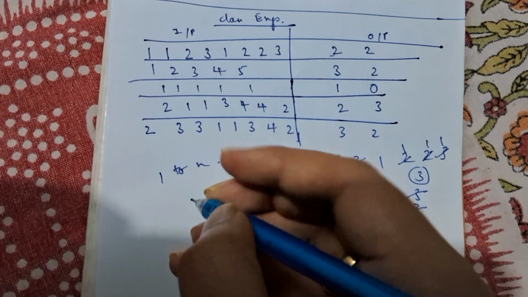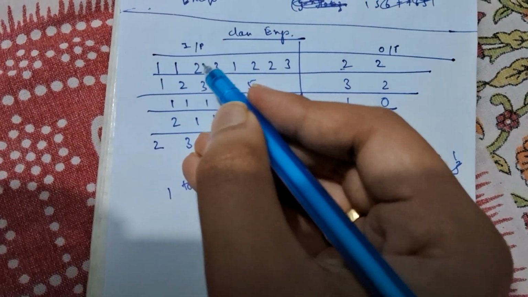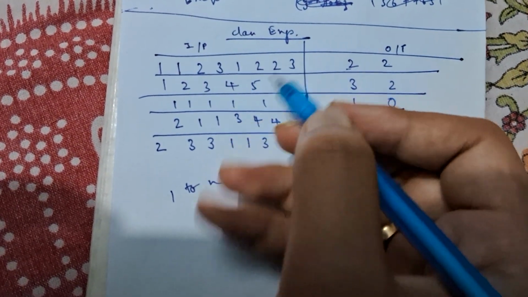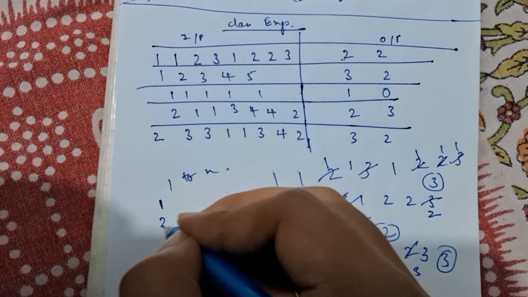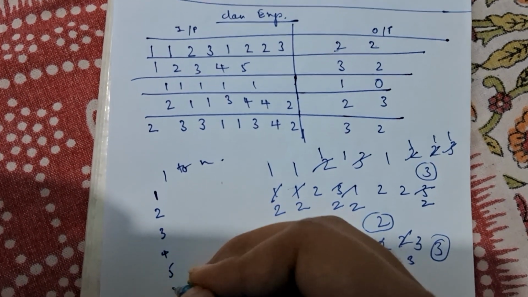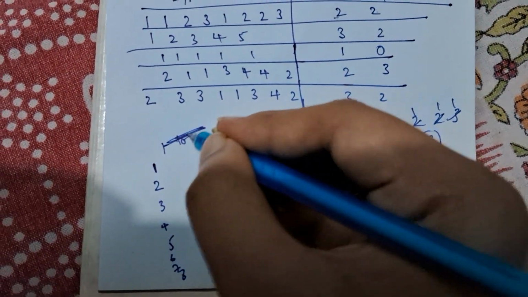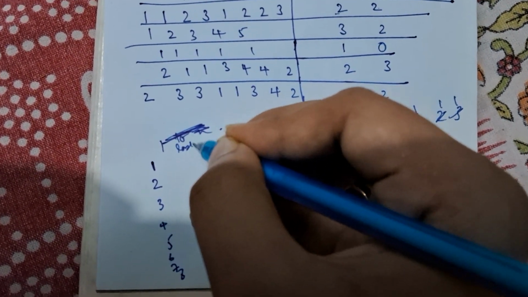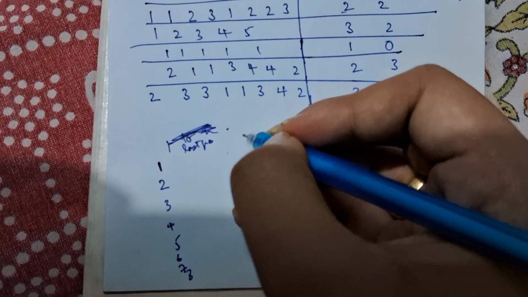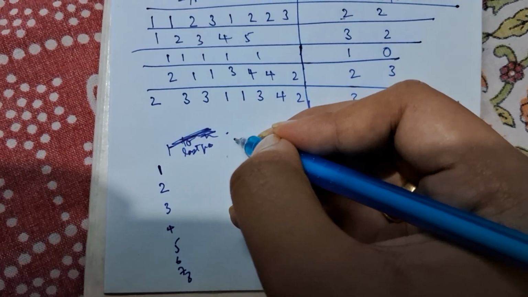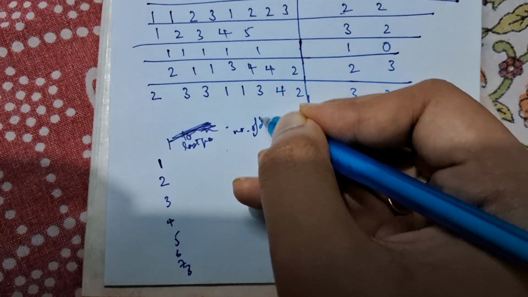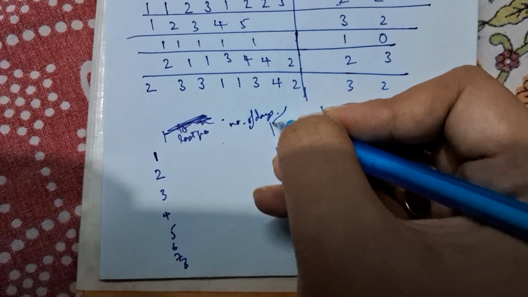So 1 takes 3 days, 2 takes 2 days, and 3 takes 3 days. Okay, clear? Now we are going to check for the numbers 1 to 8. First we are going to track the last position, and then the number of days it takes.